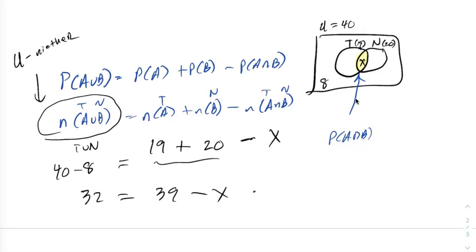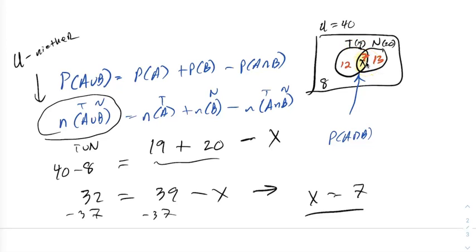Do a little math. X equals 7. Subtract 39 from both sides, divide by negative 1. So I get my center is 7. And once I get that, the whole thing is opened up. So that makes this side 20 minus 7, which is 13. And it makes this side 19 minus 7, which is 12.